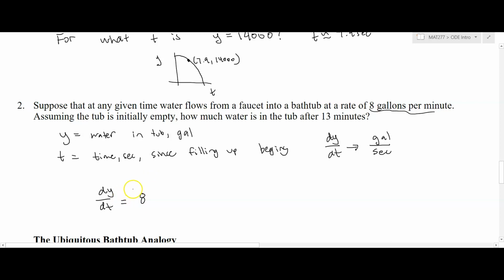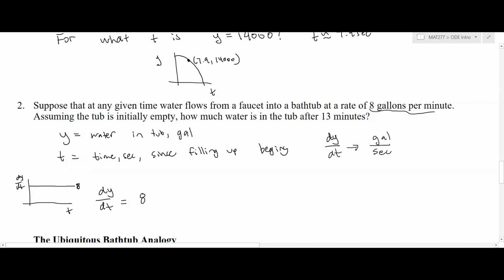dy/dt, again, keeps track of at what rate the amount of water in the tub is changing at any given moment. Well, it's always filling up at the same speed of 8 gallons per minute. So there's no variable to go along with this. It's simply a constant rate of change. And if you were to graph dy/dt for any given time, it would be a flat line at 8 gallons per minute. It's always filling up at the same rate.